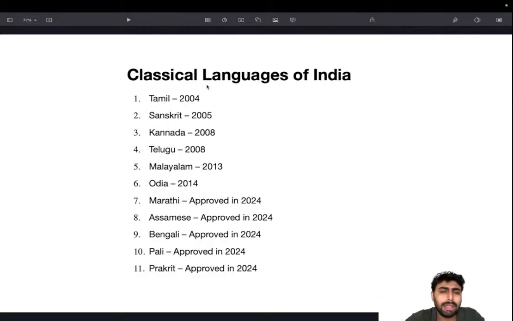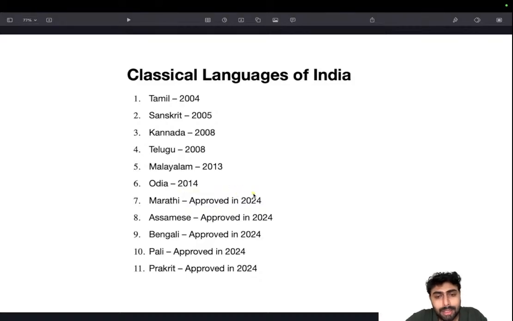It's not very difficult. But the important thing is that up until recently, only 6 classical languages were there. Basically, the South Indian languages, Sanskrit and Odia. Up until recently, this was the case. Since 2004, 2014, no new language was added.